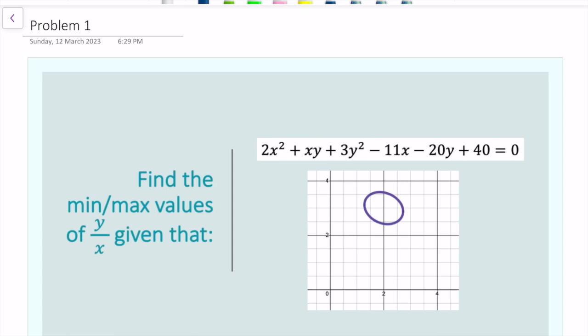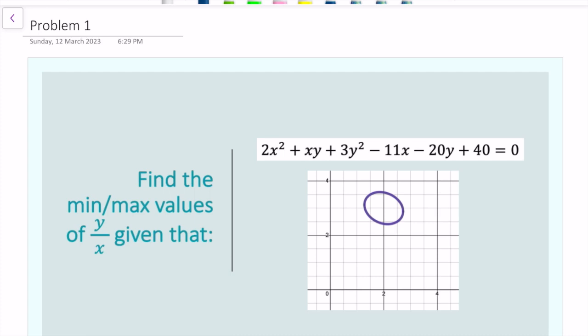Okay, for this question, we've got a multivariable function. X and y need to satisfy this one equation. So of course there's an infinite number of pairs of x and y that lie on the curve shown. The curve is a tilted ellipse. You're not expected to know that, but when you have an equation with x squareds and y squareds in it, it could be an ellipse or a hyperbola. Find the maximum and minimum values of y over x.